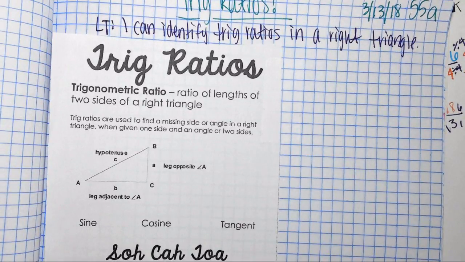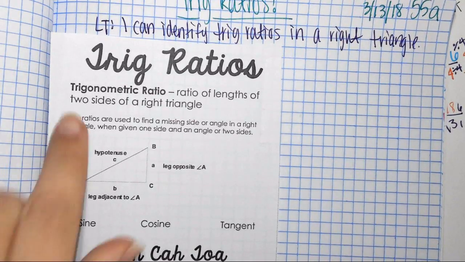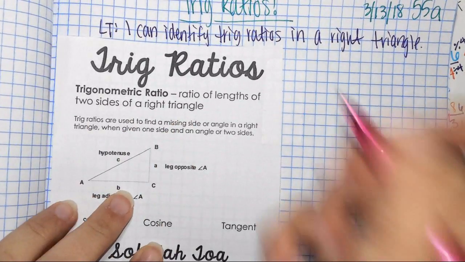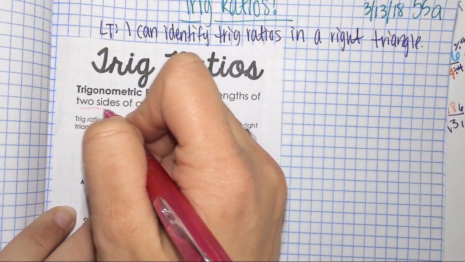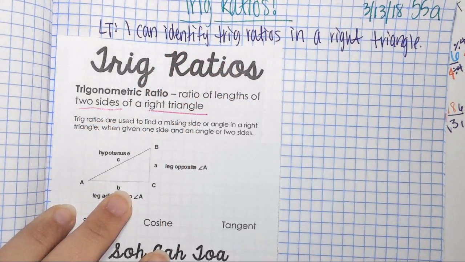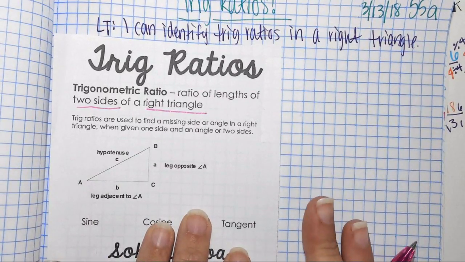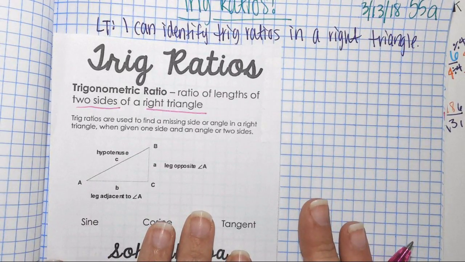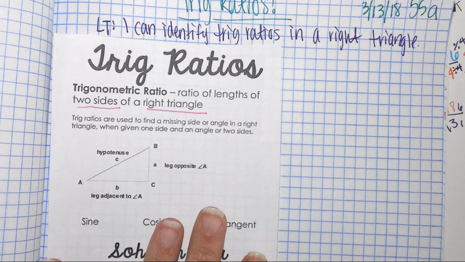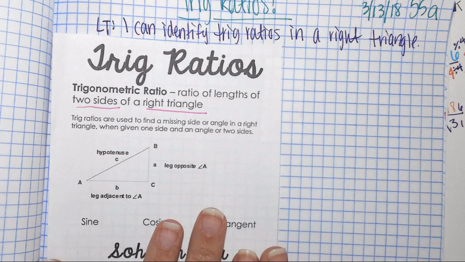So close. All right, so today what we're going to talk about is trig ratios. Now, this is the ratio of lengths of two sides of a right triangle. You can only use this on a right triangle. Does everybody understand? You can only use trig ratios on a right triangle and the unit circle. Can you put the scissors down because you don't need those? Thank you so much.